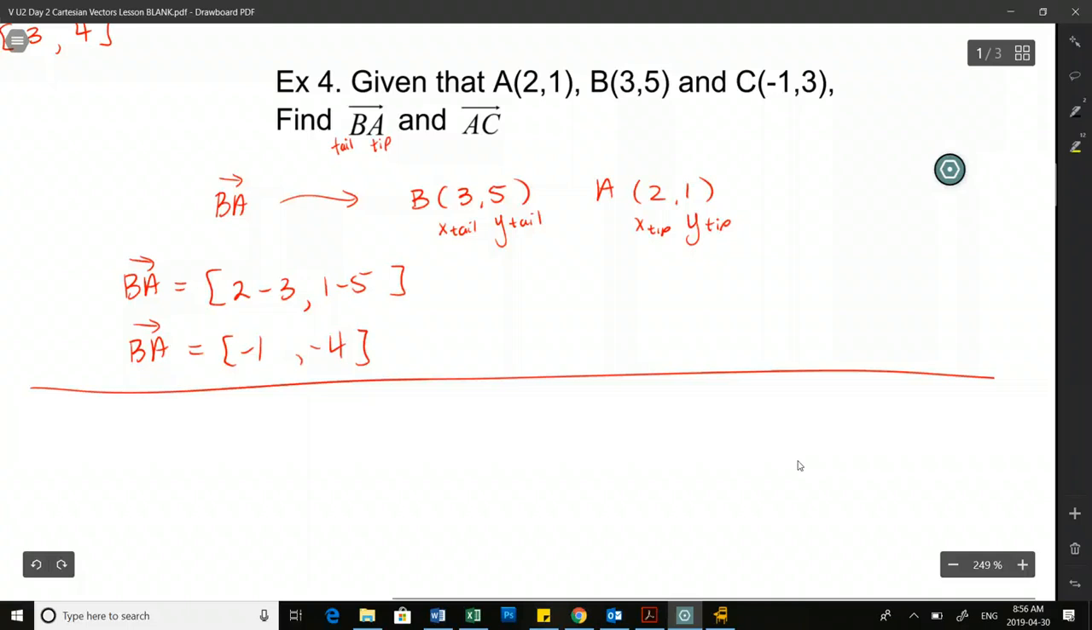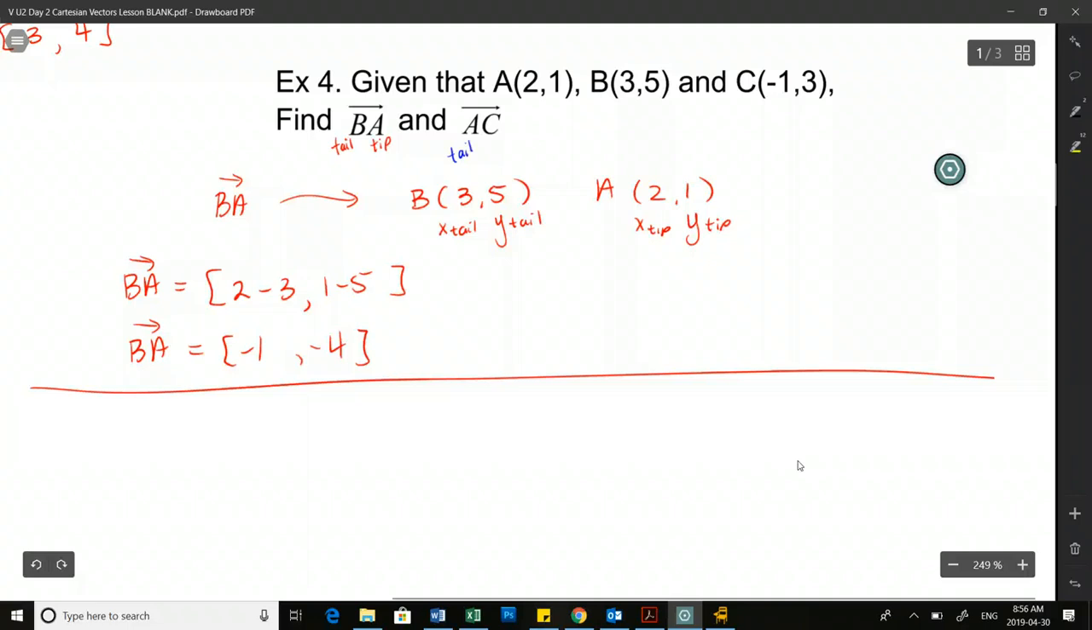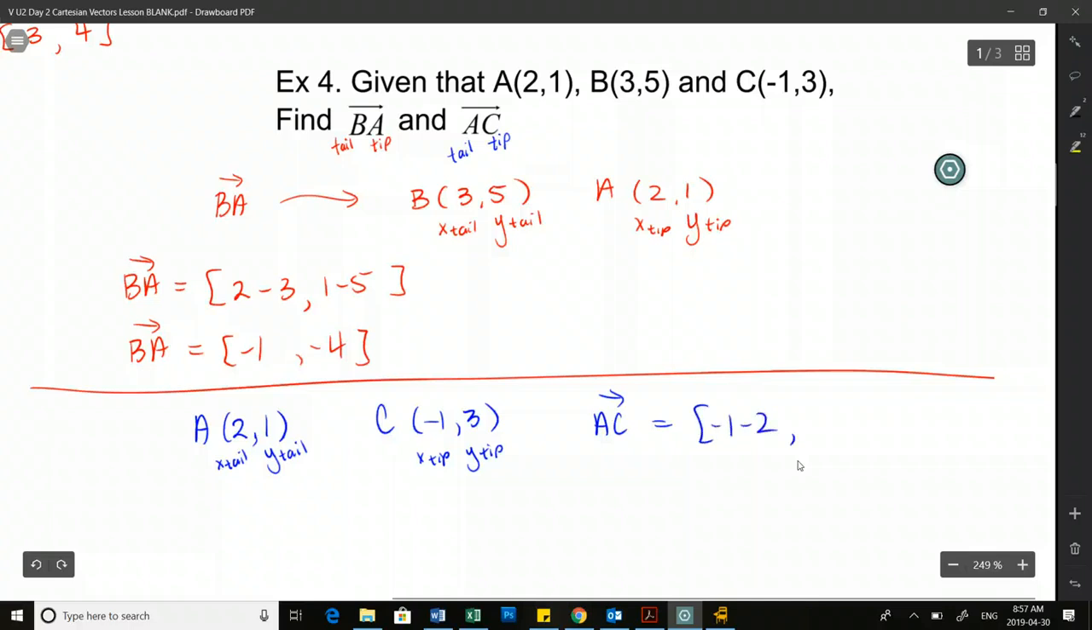When we calculate AC, things change because A is now the tail of this vector and C is the tip of this vector. So when I think about the point A, I want to think about this as x of the tail and y of the tail, and when I think about C, I want to think about that as x of the tip and y of the tip. So when we calculate vector AC, we're going to do -1 minus 2 and then 3 minus 1. So we'll get -3, 2.